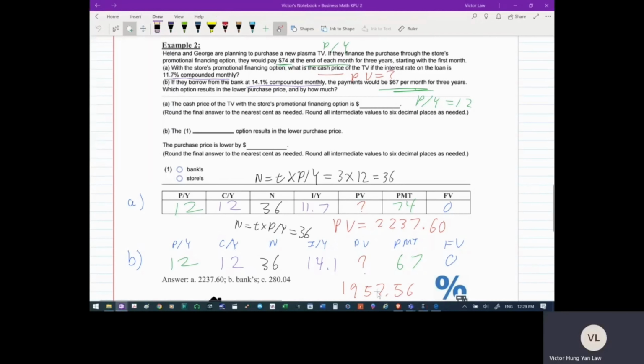So once we find out the present value for each of them, we would choose the lower purchase price because we're buying. We want to have a lower cost, so we want to pay the least amount. So that's why we're choosing the lower purchase price. So therefore, we'll choose option B. And how much we save is the difference. So when we subtract these two numbers, 2237 minus 1957, you're going to get $280.04. And that's how much money we save.